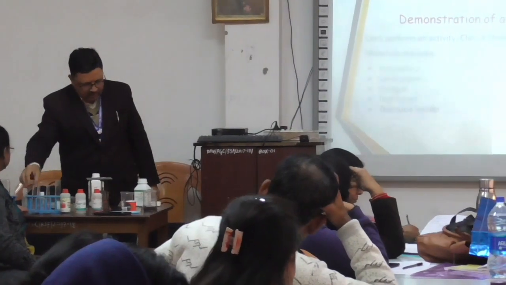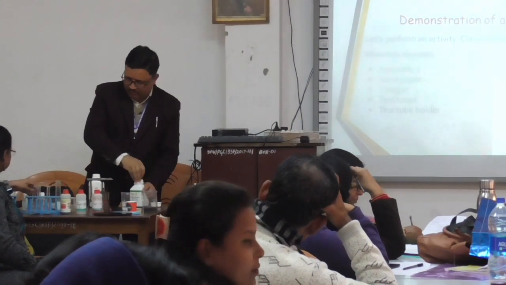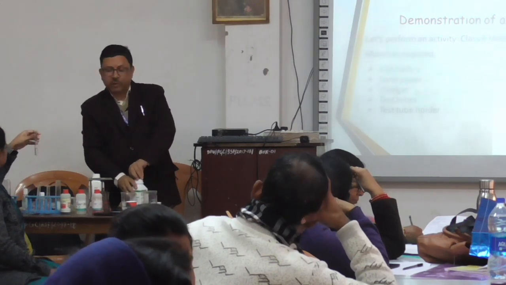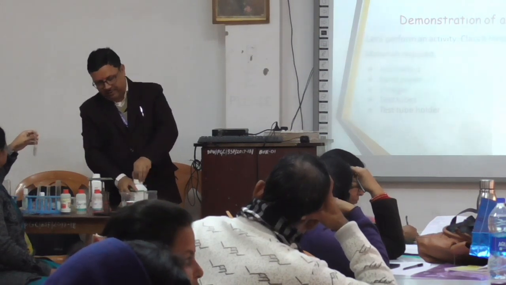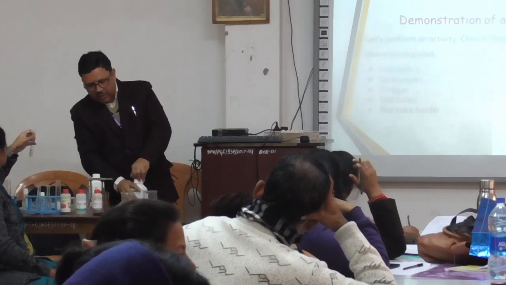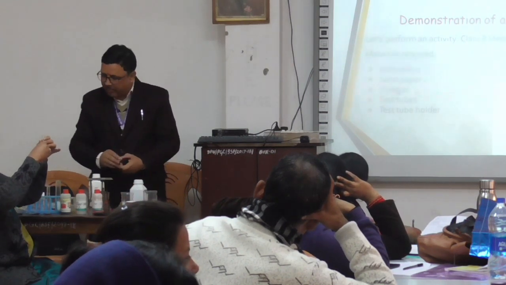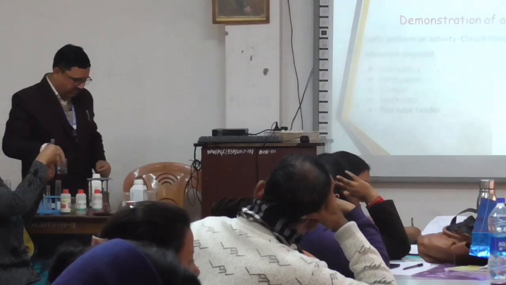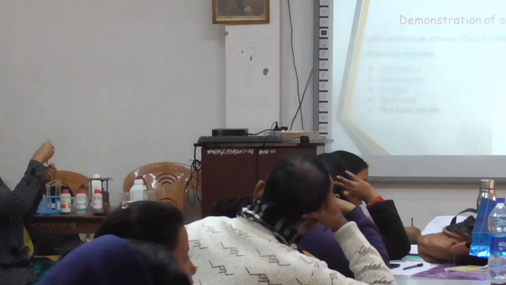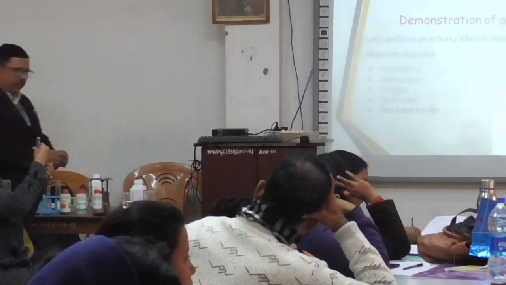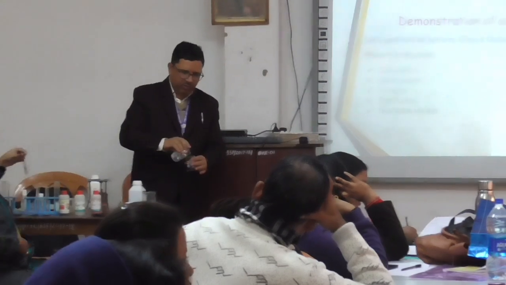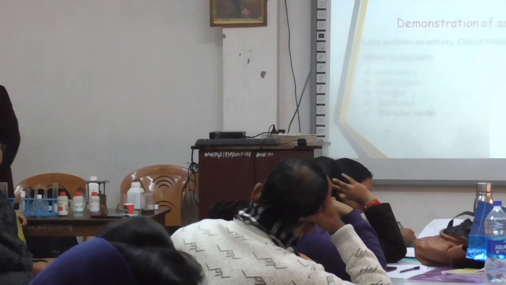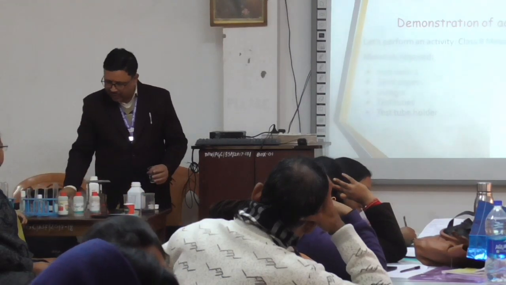Why are there bubbles? Bubbles are because of evolution of gas. You can show the evolution of gas whenever a metal reacts with what? Acid. Very good. So when it reacts with acid, hydrogen gas evolves. We can show the evolution of gas also with this demonstration.